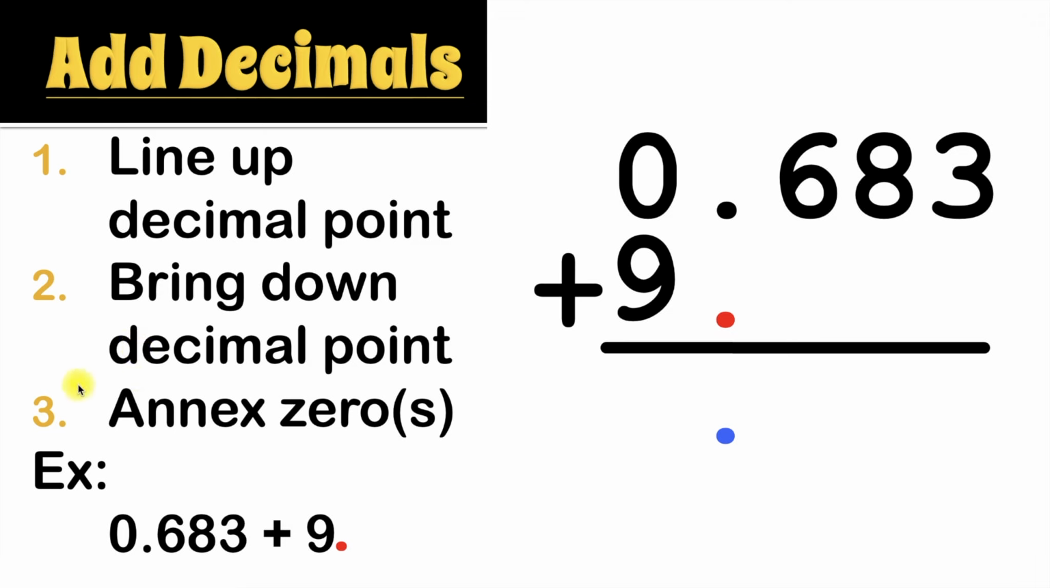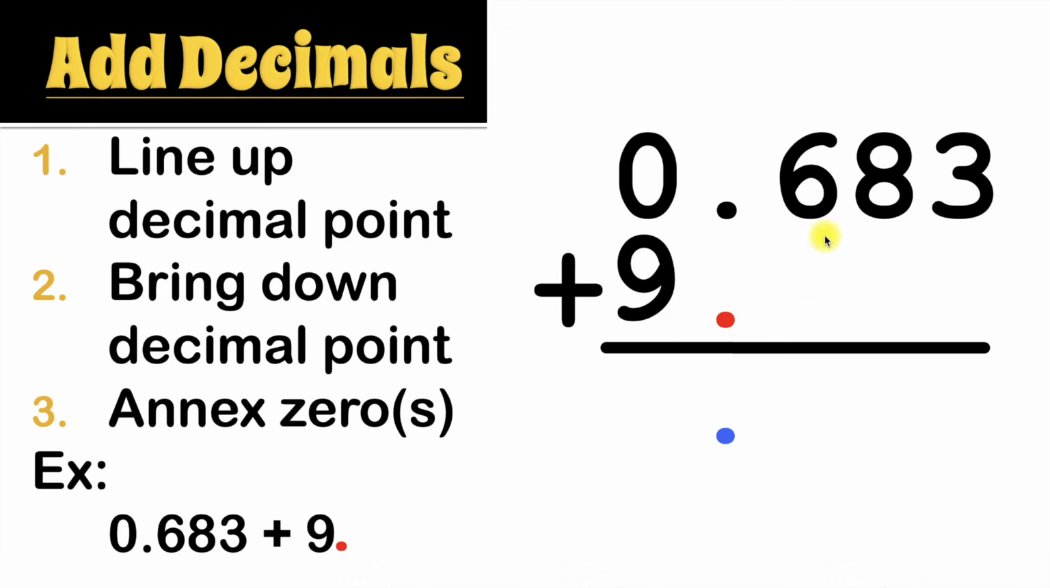And now we can go to step number 3, and that's to annex any zeros that we need. And annexing zeros just means that to the right of a decimal point, if you see any blank spaces, you put a 0 there as a placeholder. So we have 3 blank spots. So we're going to have to annex a 0 in each of those spots.